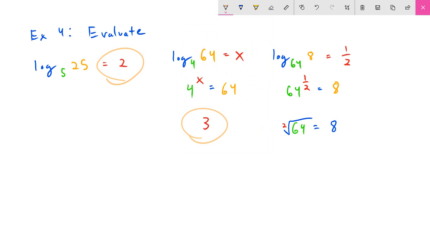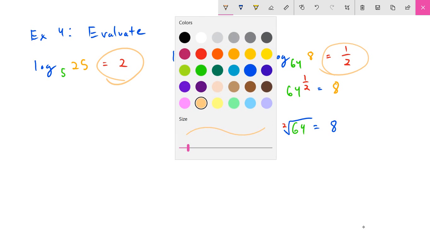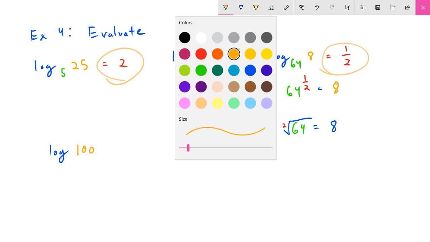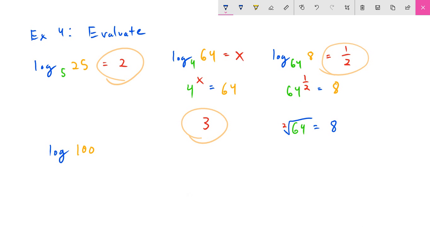All right, and then one last note that you need to make. Watch this. Log of 100. Can you tell me the answer to this? Log of 100? Why do you think it's 10? 10 times 10 is 100, but what looks different about this that I just wrote than everything else? There's no base. That's right.